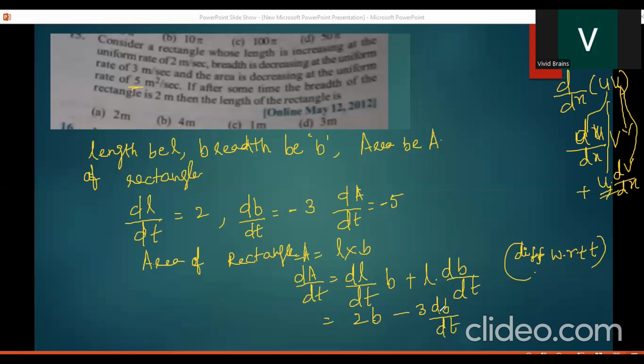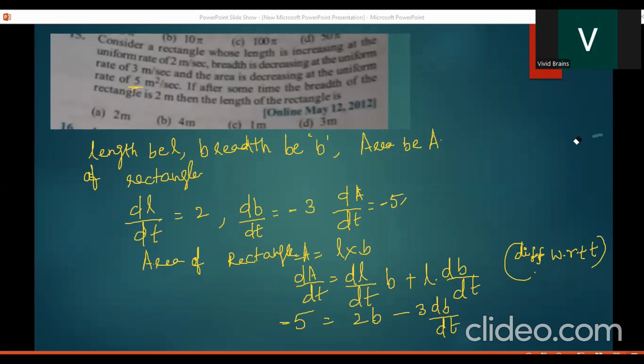So I substituted all the values. What do I get? dA by dt is minus 5, because this is also given. Now, what do we get? Observe. L into what I substituted? Minus 3 into L, sorry. You see, dL by dt is 2, so 2 into B, and L into dB by dt is minus 3. Yes, so what do I get? Minus 5 is equal to minus 3L plus 2B.